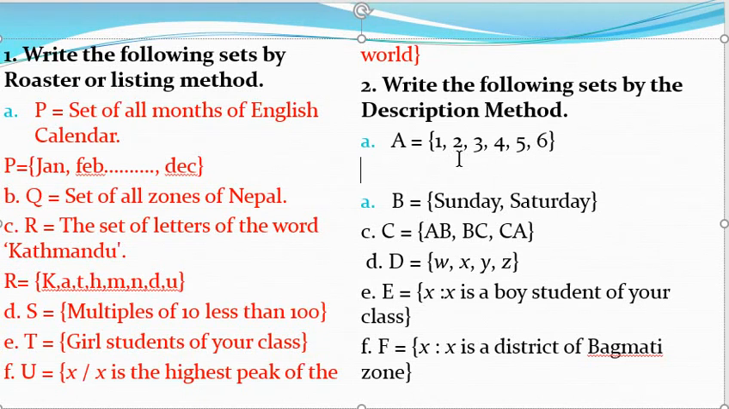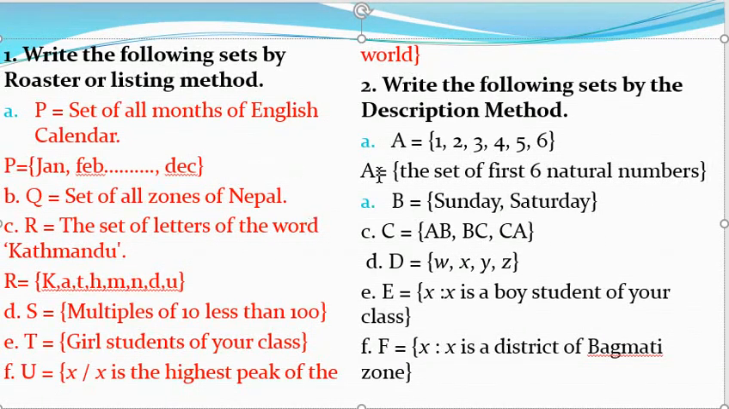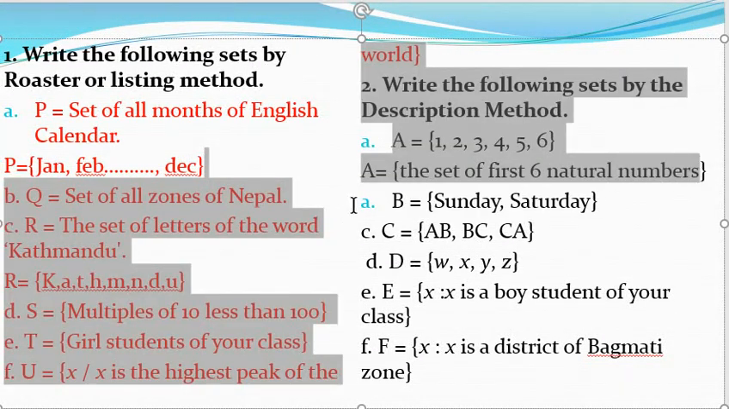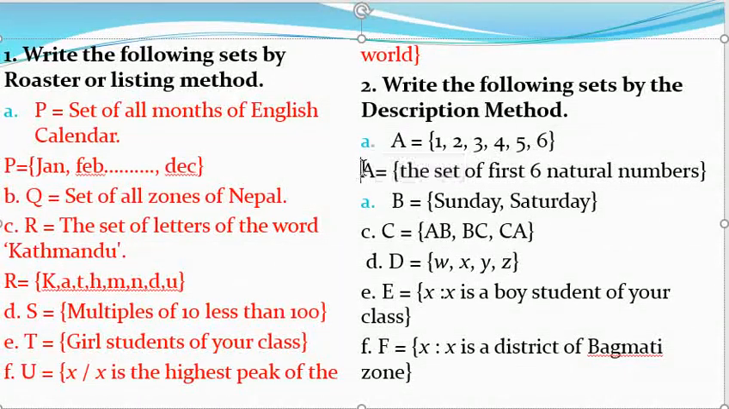Anyone? Can you describe it? The set of first 6 natural numbers. The set of natural numbers less than 7. Listen, how would you write? A equals, set of natural numbers less than 7. Like this you have to write, and a curly bracket close. This is how you have to write in a descriptive method, description method, okay?